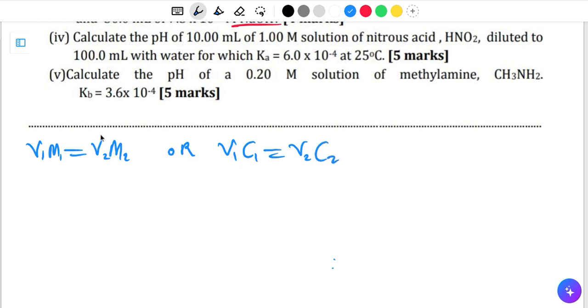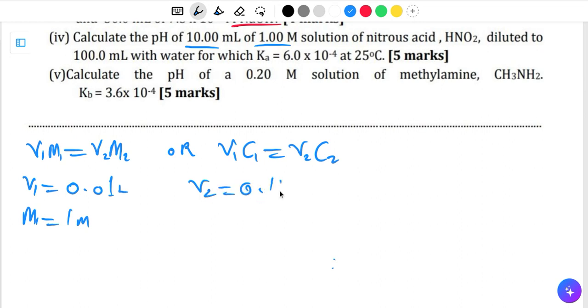So we have 10 mL of 1 molarity at first. So volume 1 there is 0.01. If you convert 10 mL into liters, this is what you're going to have. Then molarity number 1 is 1. What about volume number 2? Volume number 2 is 0.1 liters if you convert that. What about molarity number 2? We don't know, we don't have it.